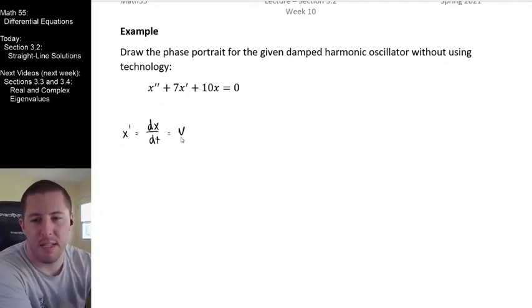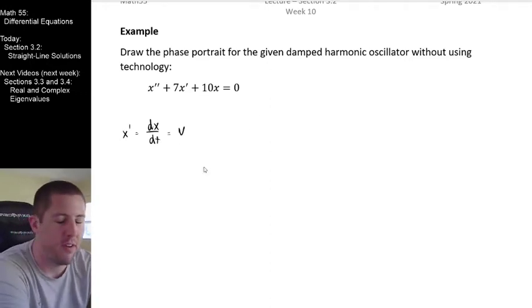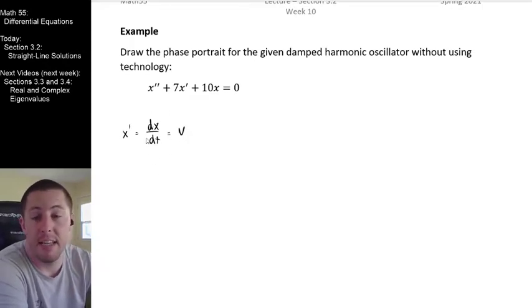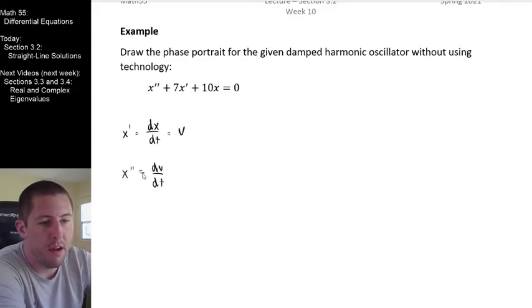I just use v because my intuition tells me that this is a velocity term, the derivative of an x value right there. But again, that doesn't matter. So I'm just defining this. This is sort of like creating a variable substitution in a sense. dx dt has got to be something. Let's call it v. Well, then what's dv dt? Well, dv dt should be the second derivative of x.